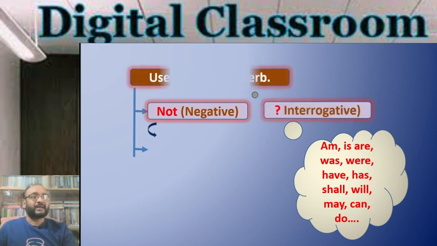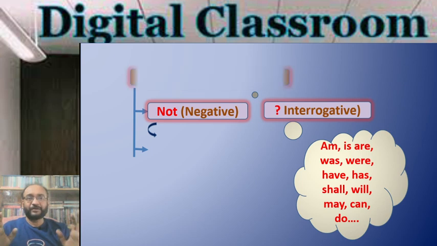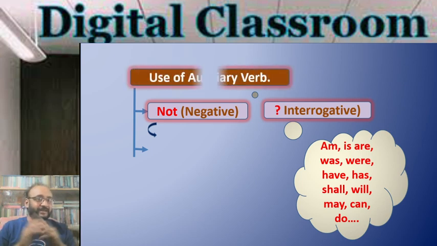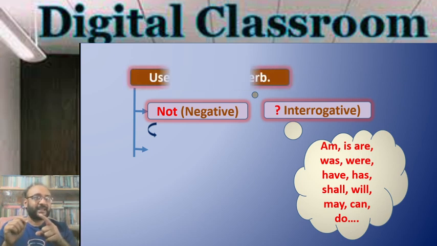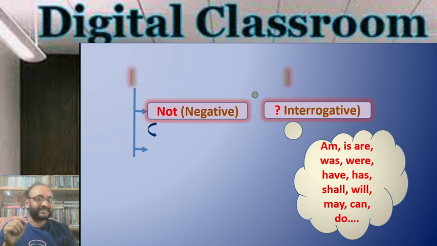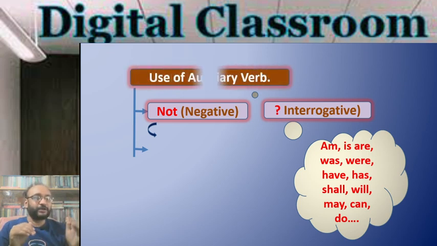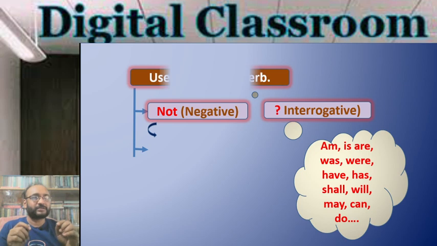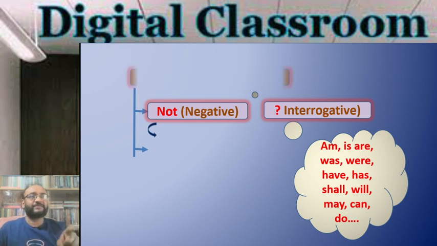And before giving a question mark, you have to use what? An auxiliary verb. Is he going to school? Before the subject, you have to use an auxiliary verb. Then you can give the question mark.